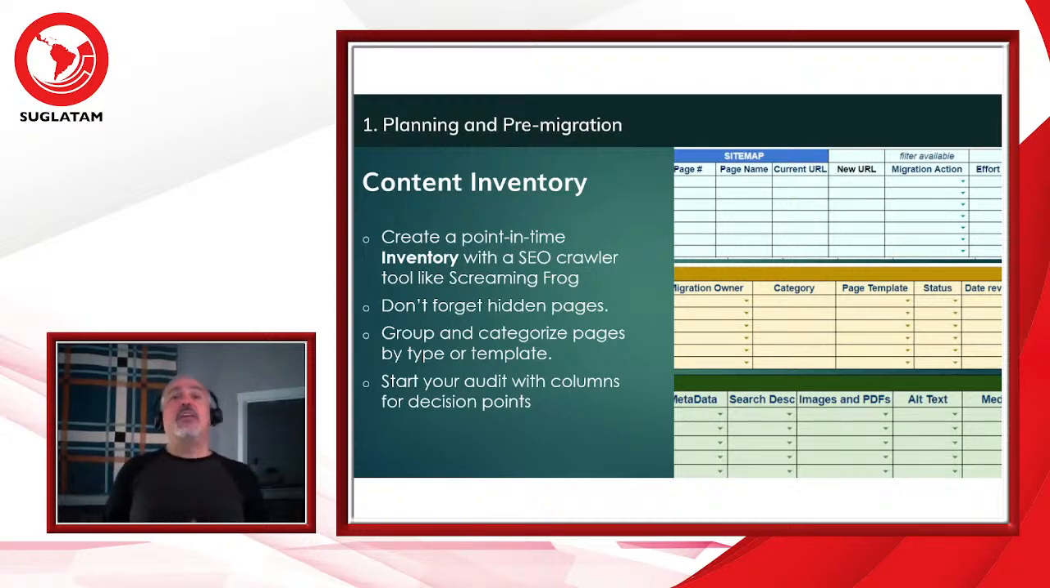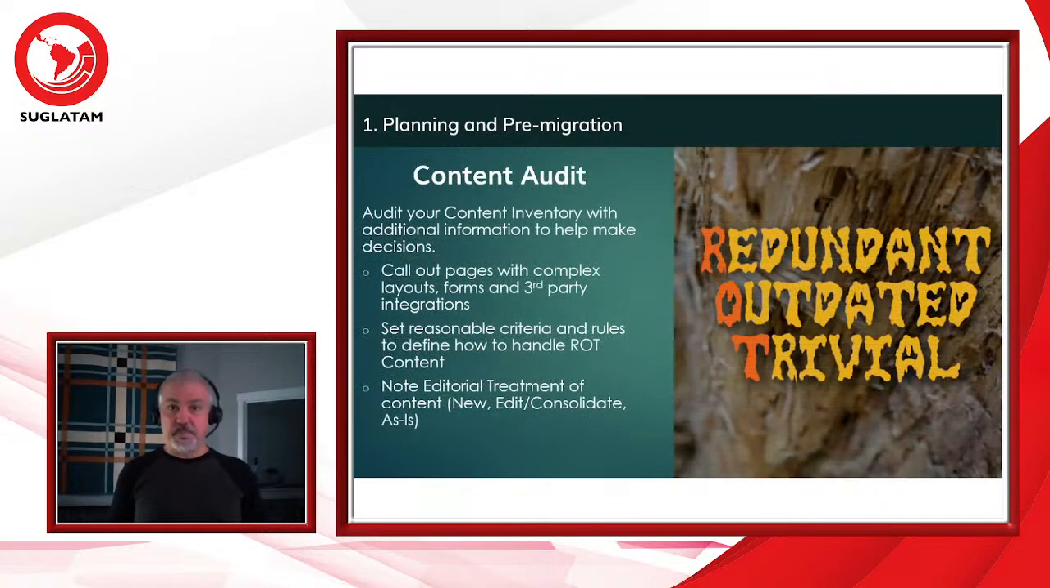Once there, categorize the like pages by type or by template so you can edit the sheet fields for properties in bulk. And then start moving into your audit with columns for your decision points. Only include the data you feel is going to help you make decisions, like the number of page views from analytics to determine if that page is popular or not, or the last updated or published date to determine how fresh and relevant that piece of content or page really is.